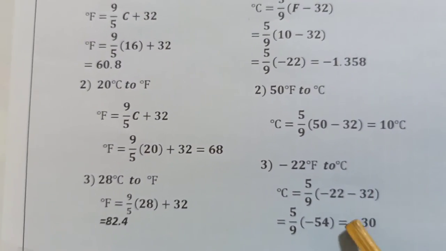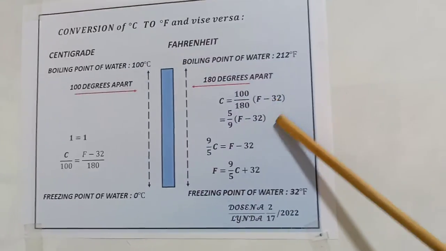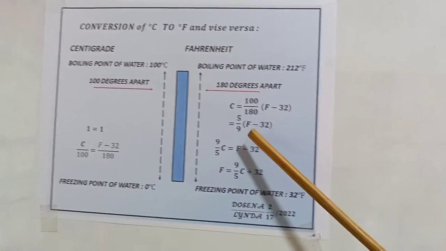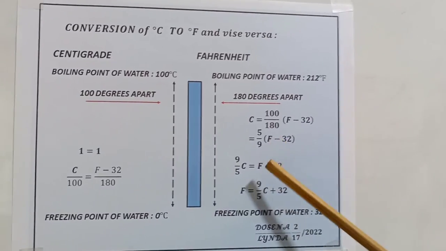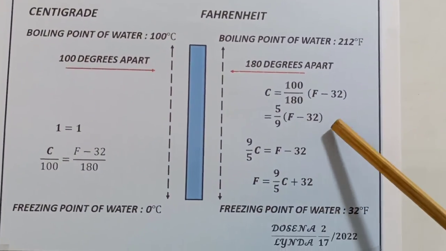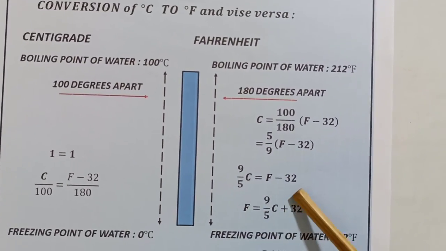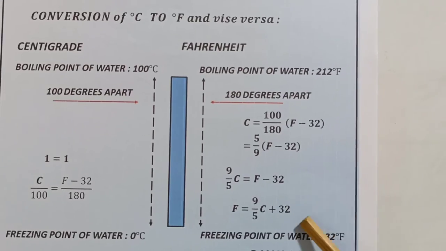So that's it. That's how we're going to use the two formulas: centigrade is equal to 5 over 9 times F, where F is given in Fahrenheit degrees, minus 32. And the other one, F is equal to 9 over 5 C plus 32.